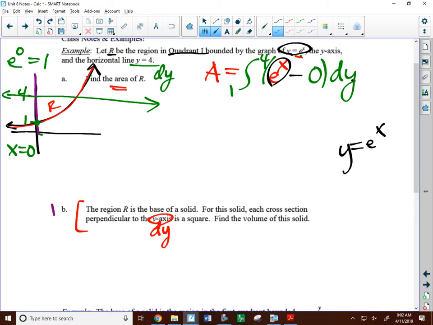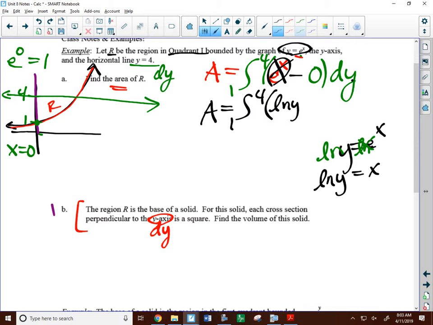So here's my equation. I need to solve for x in terms of y. To solve it for x, there's one quick step: just do an ln on both sides. And so it'll be ln of y equals x. Sorry about that, that's what goes here. I'm just going to write a new step. 1 to 4. So the right function is natural log y minus the left function, which is 0, or just leave it as nothing. So you don't put e to the ln y, because ln y is x.